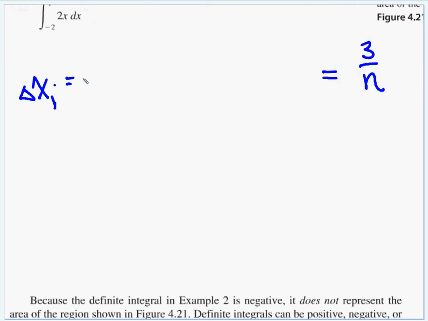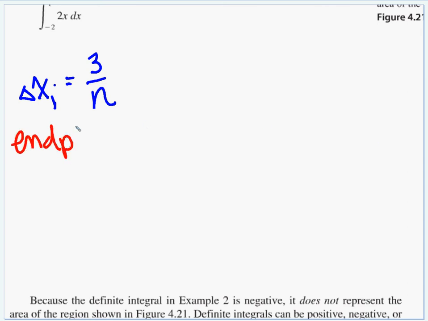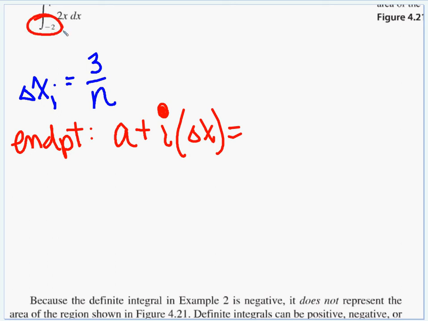Also, let me just rewrite it here: 3 over n. Okay, where do we begin? We need a beginning endpoint. It's usually nice if we begin right on the y-axis. We start with 0 plus our first i times delta x. You know, we had a little formula there. It was a plus i times delta x. Now here our a value, our lower limit, is that -2 at the bottom of the squiggly. So that's going to be -2 plus i times delta x.